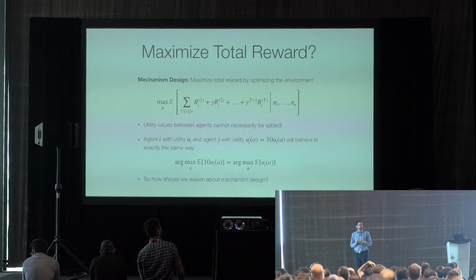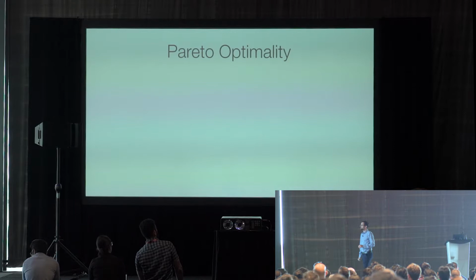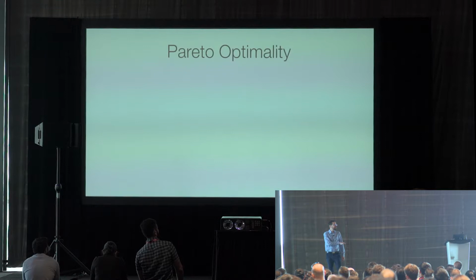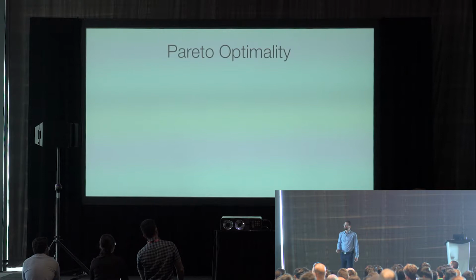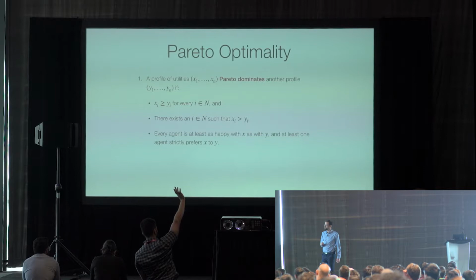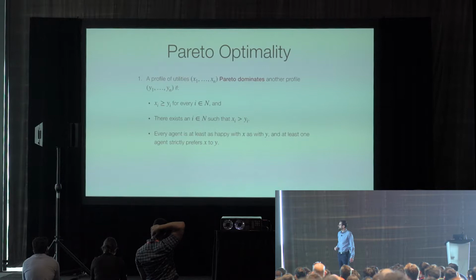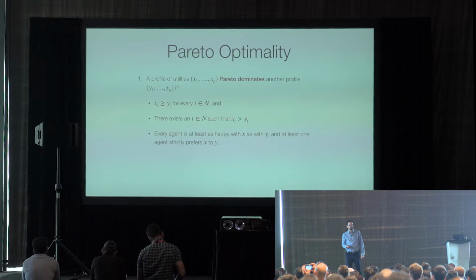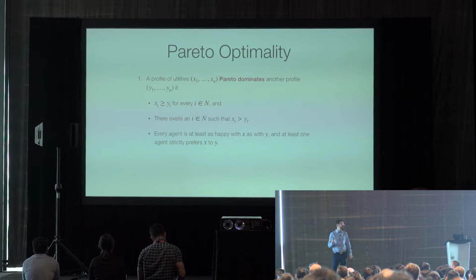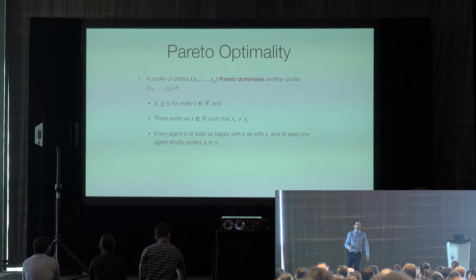Okay? And game theory actually has a theory about that. It's called Pareto optimality. So this is a way of comparing outcomes even though we can't compare individuals' utilities. It basically consists of two definitions, okay? The first definition is Pareto domination. We're gonna say that a profile of utilities X Pareto dominates some other profile Y if every X is weakly larger than its corresponding Y, and furthermore, for some agent, that's a strict inequality. So maybe everybody likes X better than Y, maybe everybody doesn't care except for one person who likes X better than Y. Both of those count as Pareto domination.